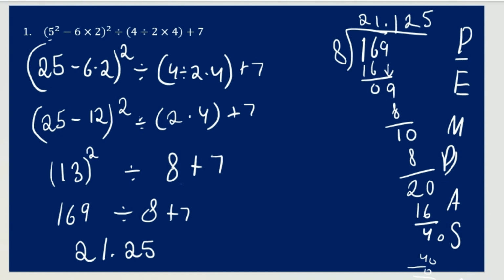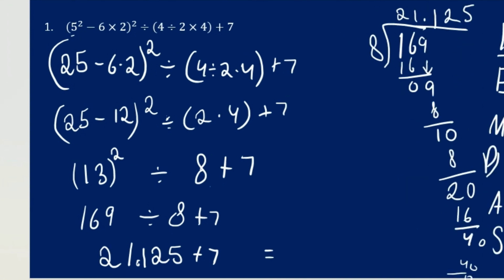Okay, well, forgot the 1 here. Sorry about that. So now here it's going to be 21.125 plus 7. And now when you add it, you would get 28.125. Correct. And so that is going to be our answer.